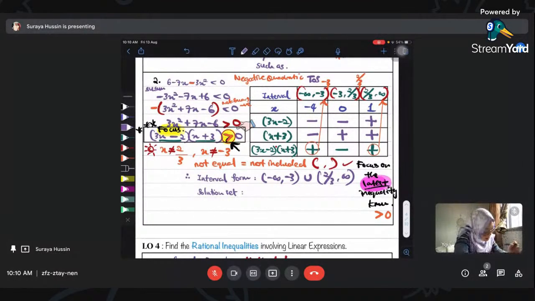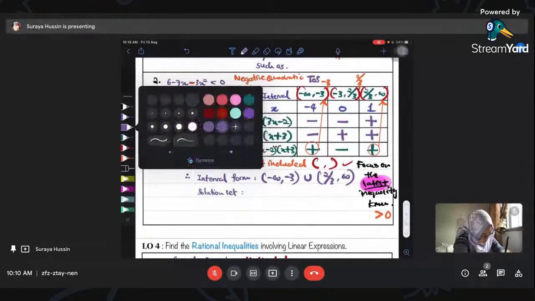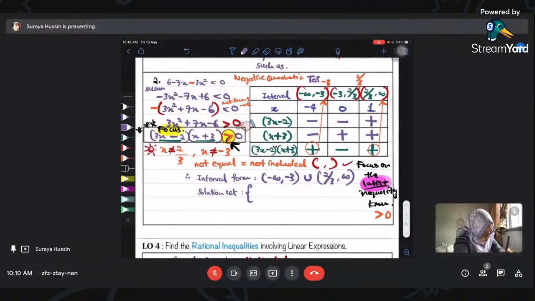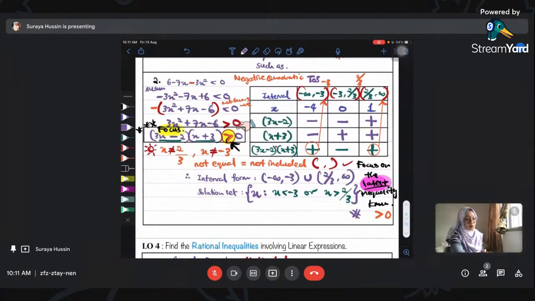Okay? Good question, Esther. So now the final answer for solution set adalah X such that, maybe I should delete here at the back here, such that X is less than negative 3 or, okay, union bermaksud or X is more than 2/3 and then you tutuplah curly bracket and that is your answer untuk quadratic inequality.